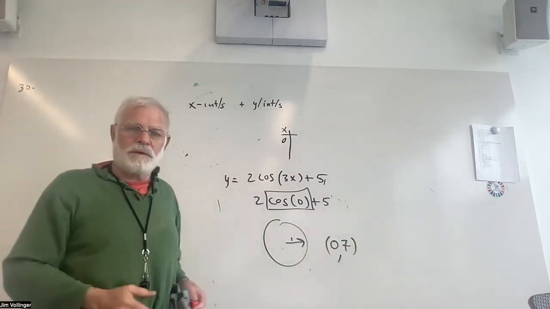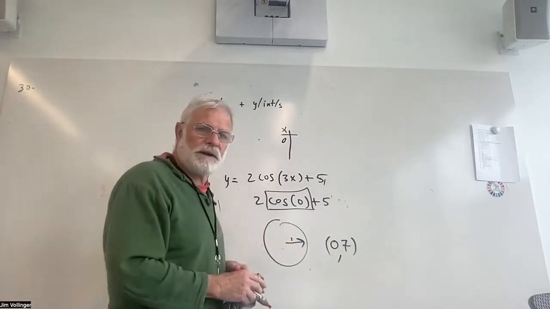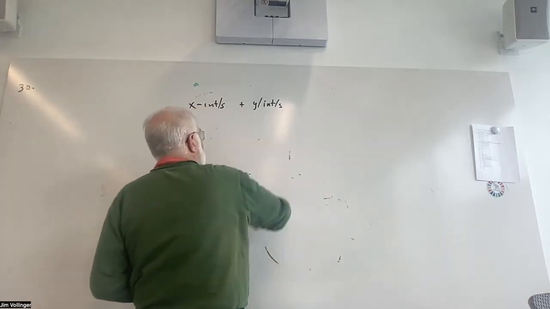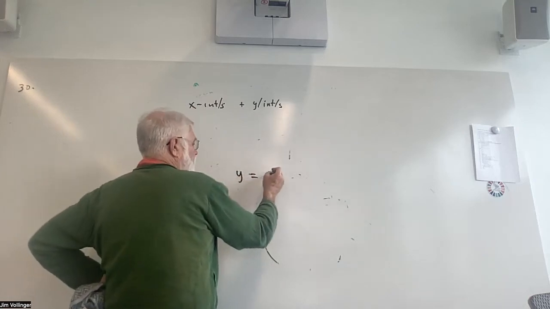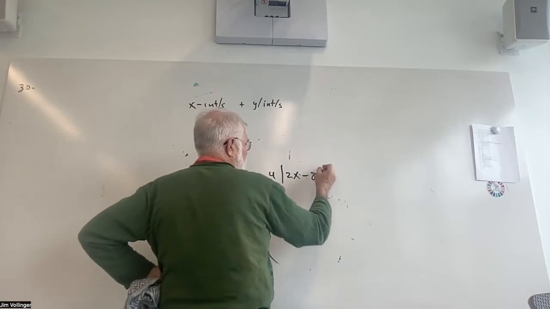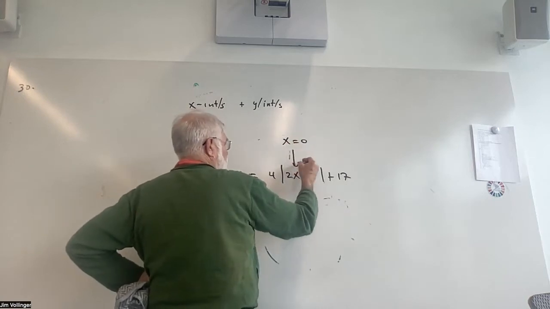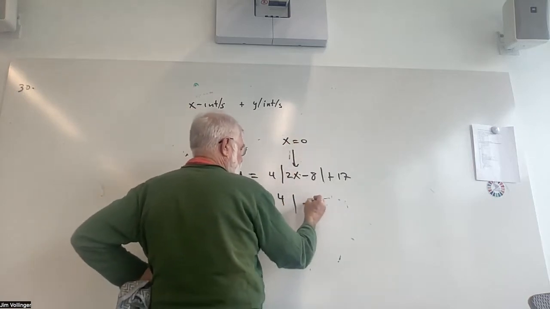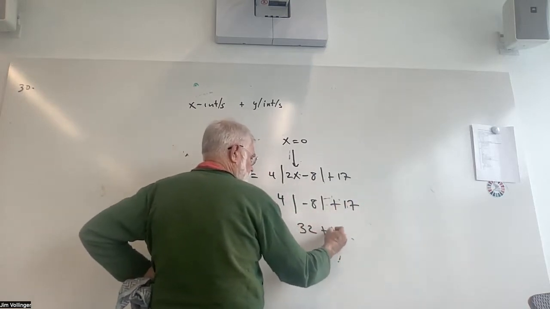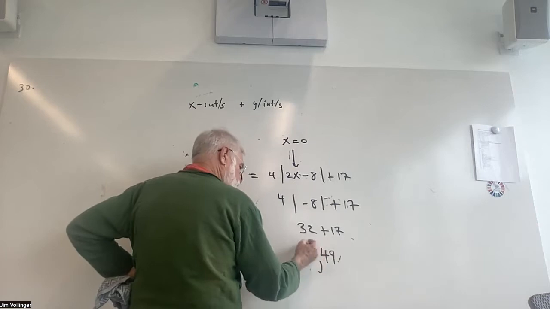So you actually have to work with the number and see where it takes you. And I think you've got all the skills necessary to answer that. Is there another one I can think of that might be interesting? Sure. We'll do an absolute value. y equals 4 times the absolute value of (2x minus 8) plus 17. I want the y-intercept. Let x equal 0. That gives me 4 times the absolute value of negative 8, plus 17. That gives me 32 plus 17. That gives me 49. So that's what I get when I put a 0 in.